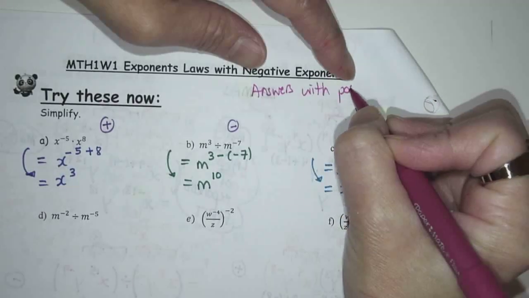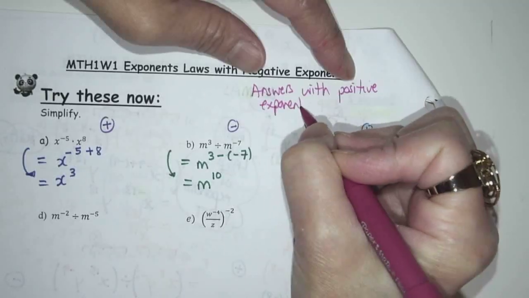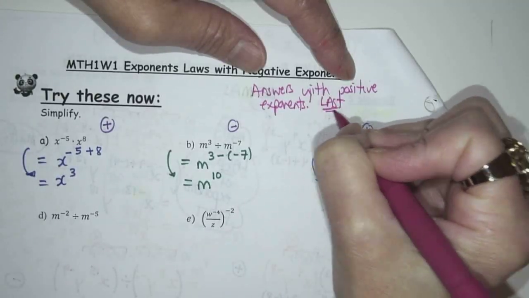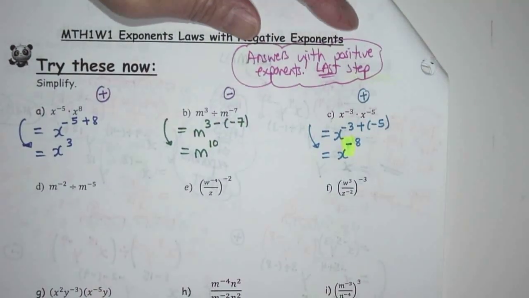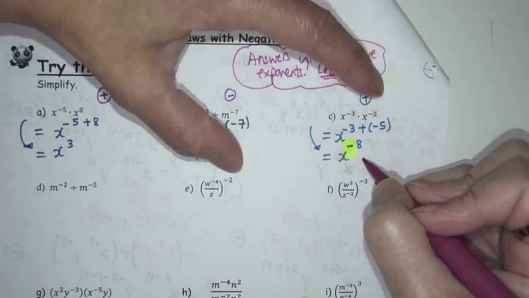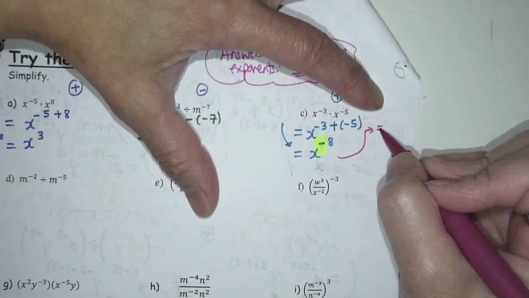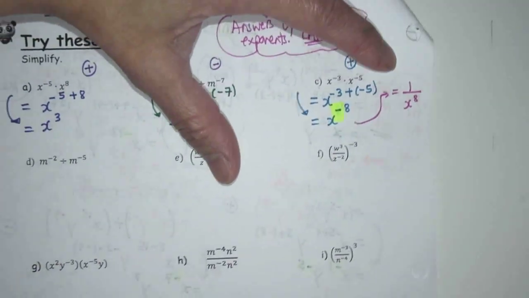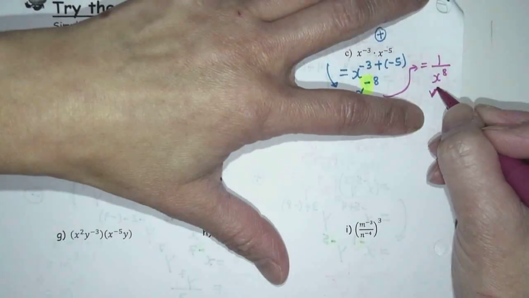So your answers with positive exponents. Okay, and this is your last step only. You only do this on your last step where you try to fix everything up. So here, my last step would be, this negative means reciprocal. So that would be 1 over x to the 8, reciprocal of that. Okay, so that's my very, very last step right there.